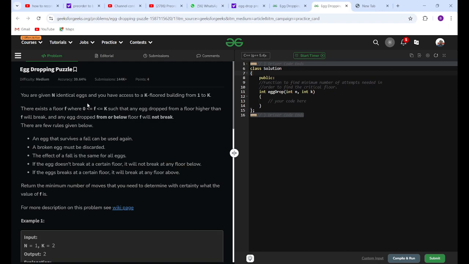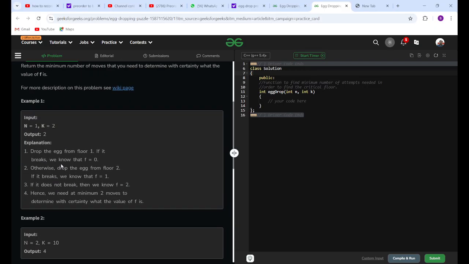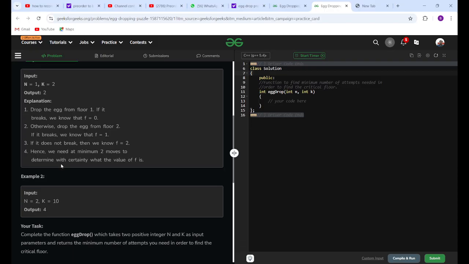You are given n identical eggs and you have access to a k-floored building from 1 to k. There exists a floor f from 0 to k such that any egg dropped from a floor higher than f will break, and any egg dropped from or below floor f will not break. Let's understand what the problem statement is.